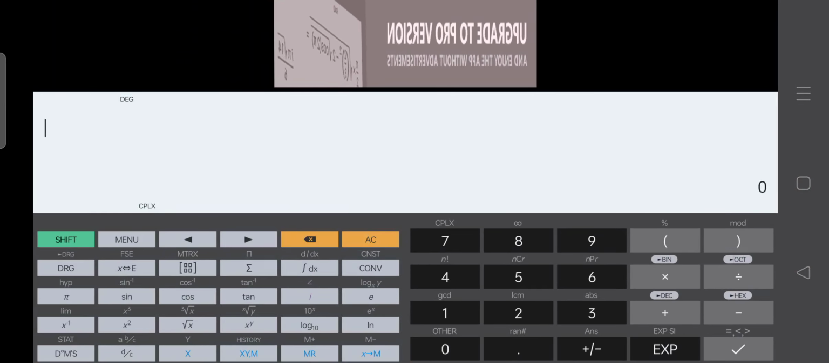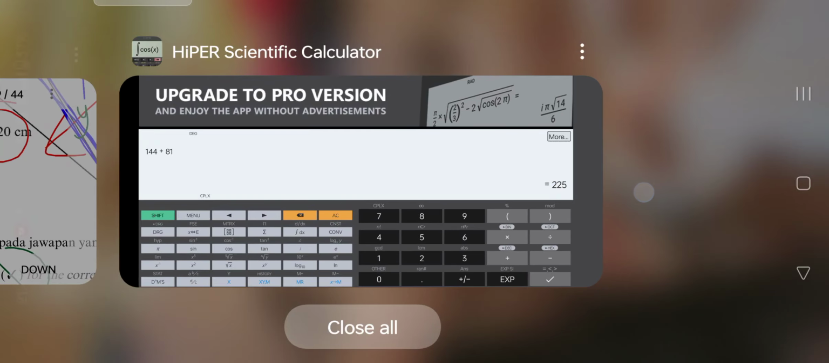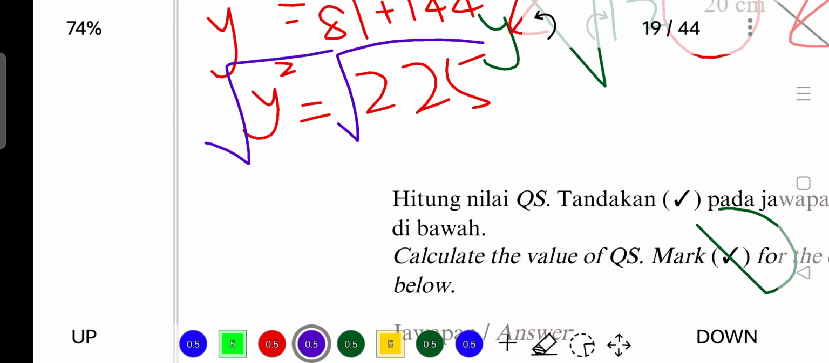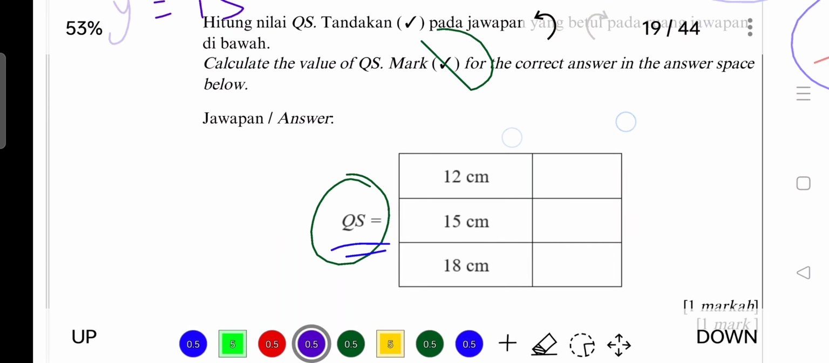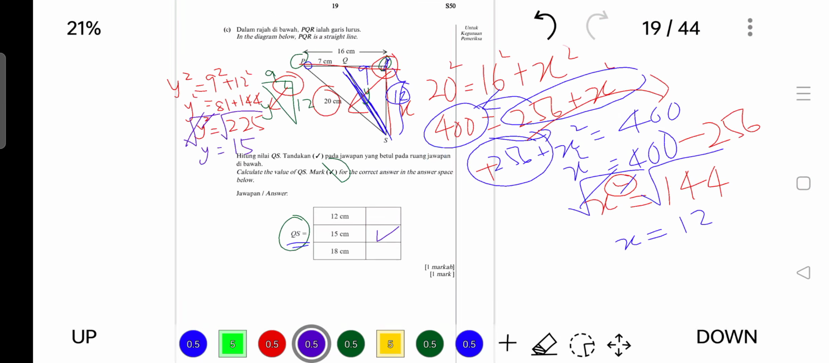Let me press the calculator and show you. 81 plus 144 is 225. I'm going to scrap off the square, so I put a square root at both left and right, which gives me the answer of 15. So of course I don't have any marks for this entire working method.